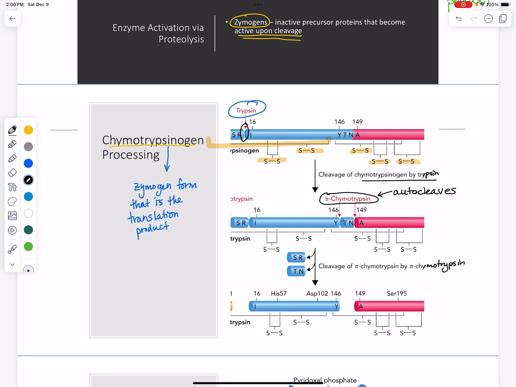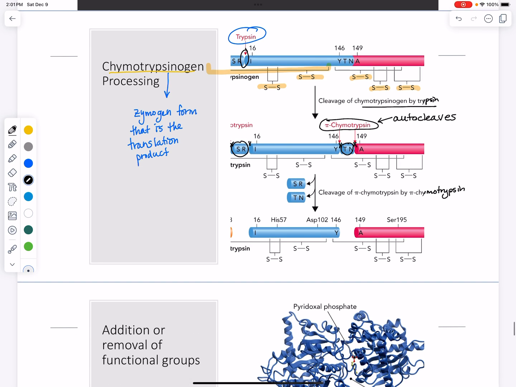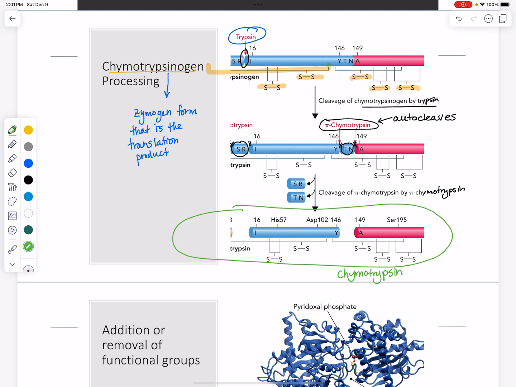And it does it in two spots. So this little spot here is going to leave. It also cleaves it here, on the other end, and this little piece is going to leave as well. But all of the remaining parts are going to remain connected by those disulfide bonds. So this is going to be your active chymotrypsin molecule.